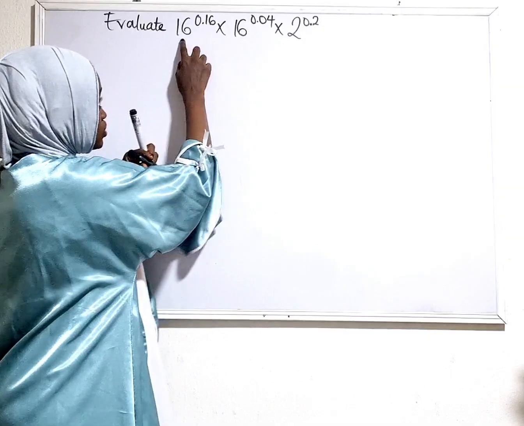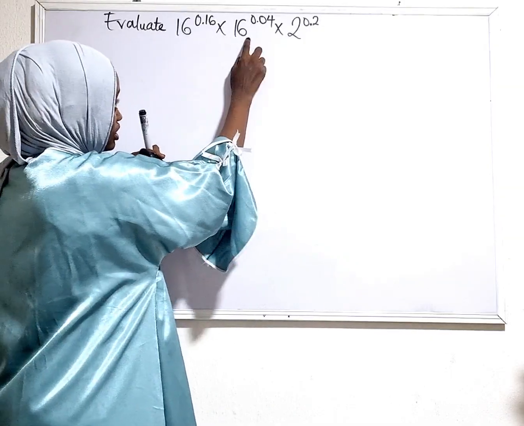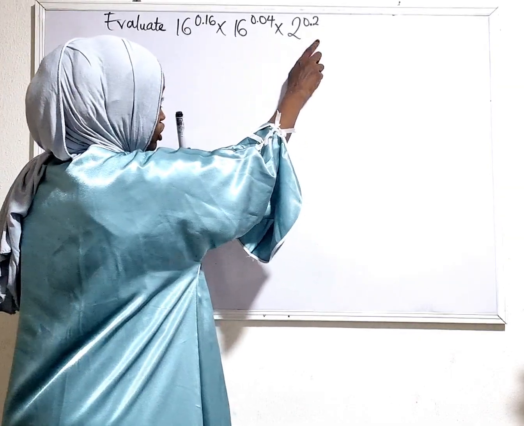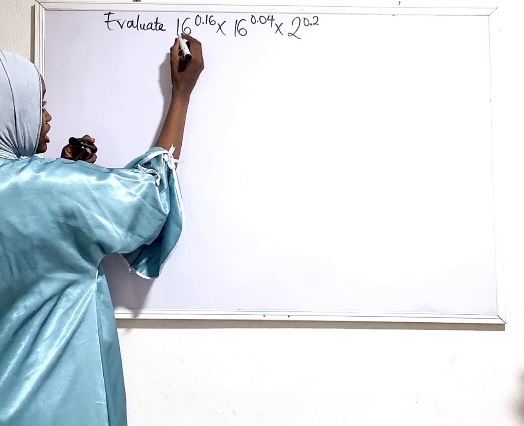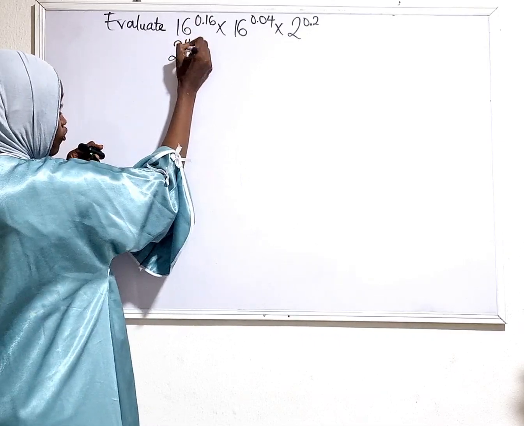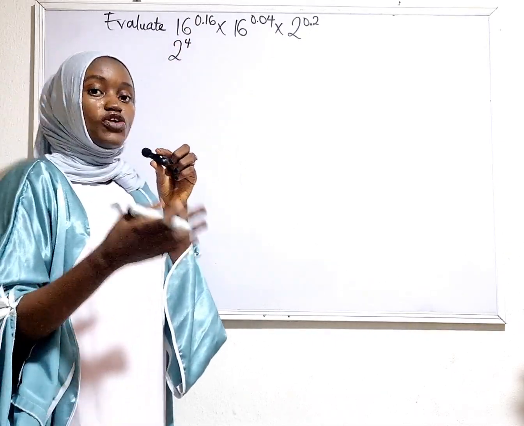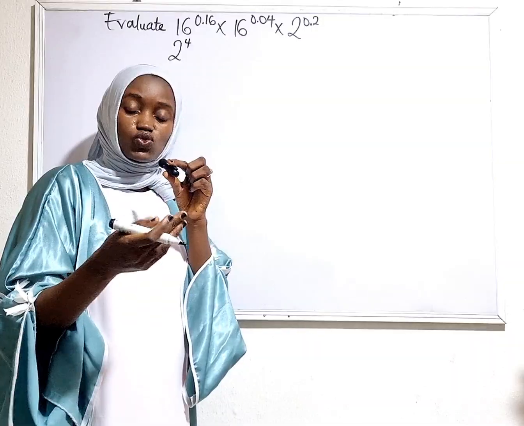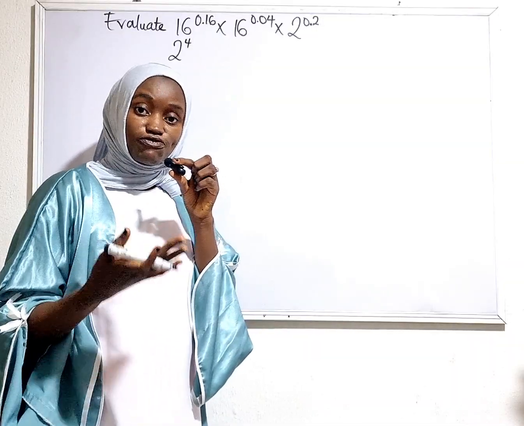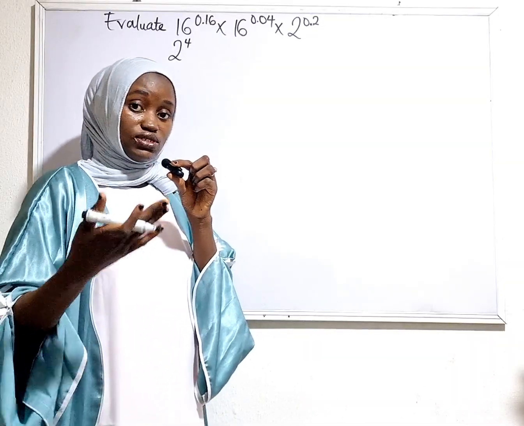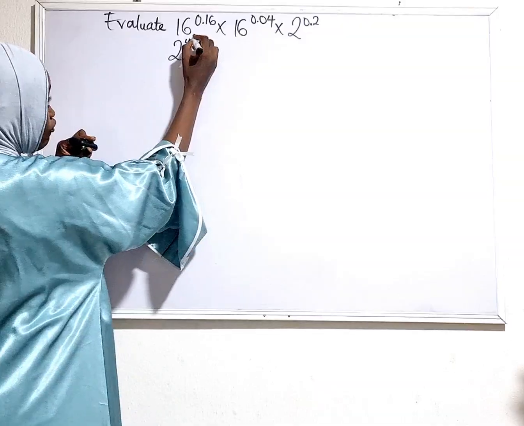Now let's reduce this 16. Let's make them all equal, so let's take them to base 2. 16 can be written as what? 2 to the power of 4. 2 to the power of 4 means 2 in 4 places: 2 times 2 times 2 times 2. 2 times 2 is 4, 4 times 2 is 8, 8 times 2 is 16. So this is 2 to the power of 4.